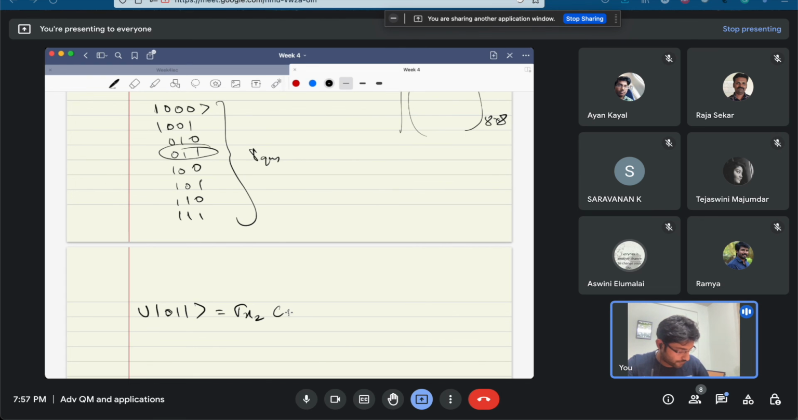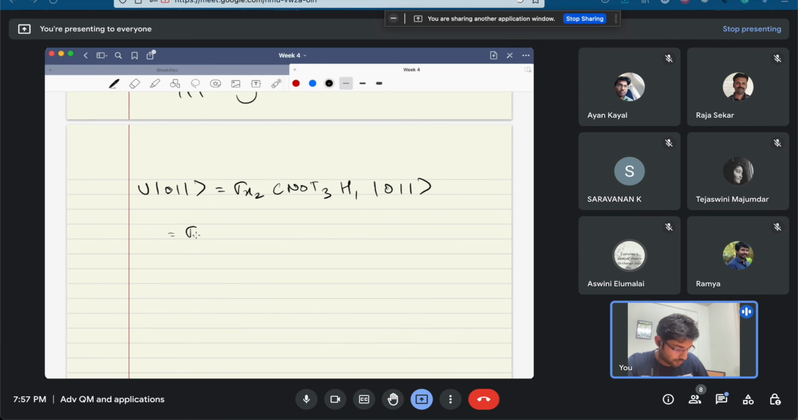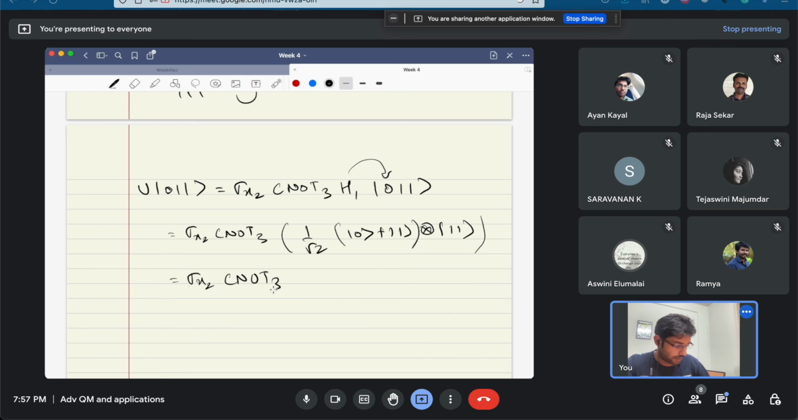Okay, so you have C naught on 3, Hadamard on 1, and acting on 0 1 1. Right, so this probably now looks straightforward from here. So H1 is acting only on the first qubit, so I'll just write it directly, 0 plus 1, tensor product with your 1 1. Right, now your C naught 3 is acting on, wait, I'll just write down the state first.